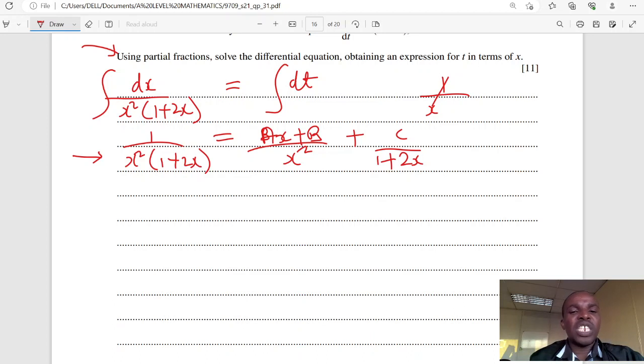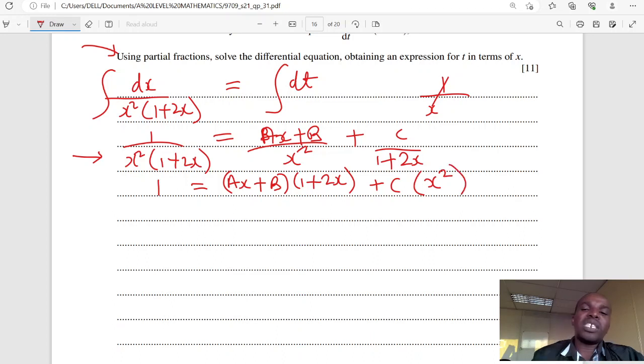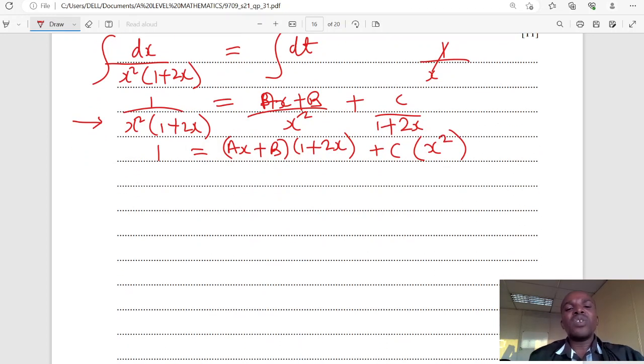Then you can multiply everything by x squared (1 plus 2x), to get rid of the denominators. So it will be 1 equals (ax plus b) times (1 plus 2x). That's what will be left on this side. Then plus c times x squared. Right, we have to find the values of a, b, and c.